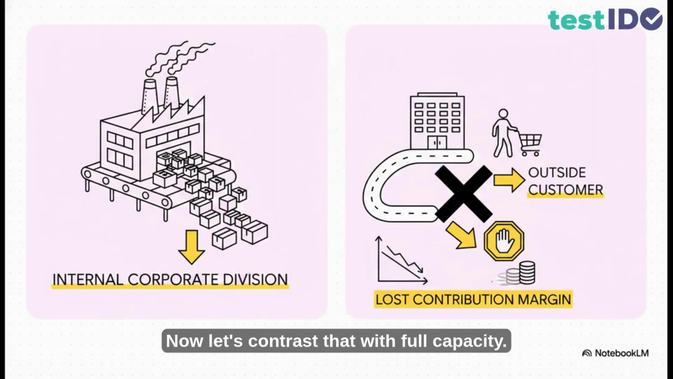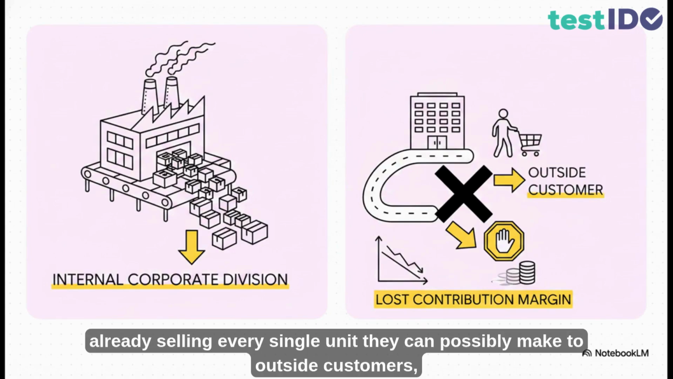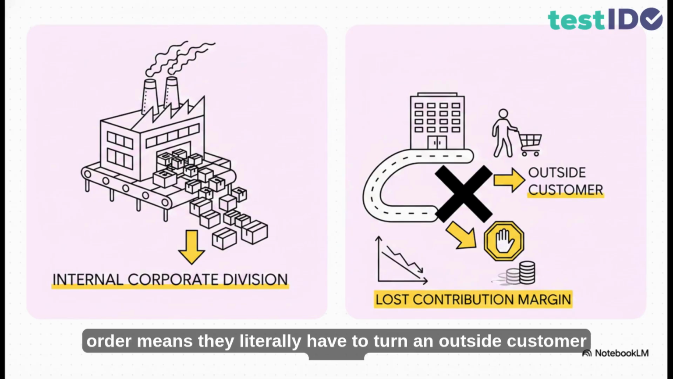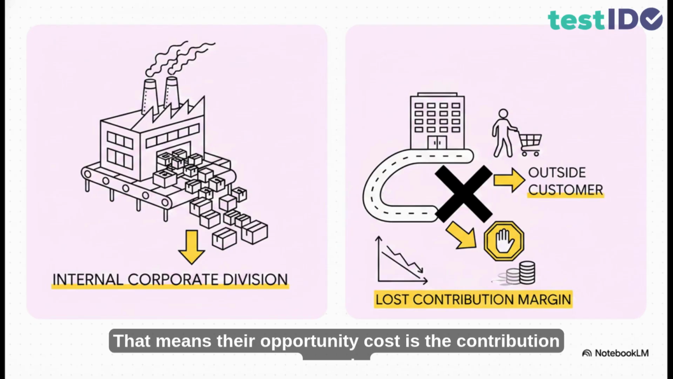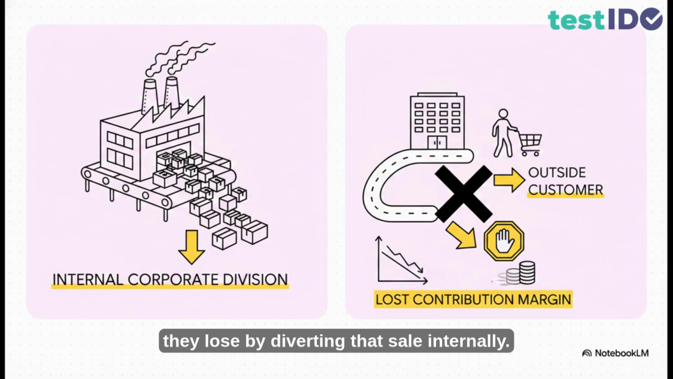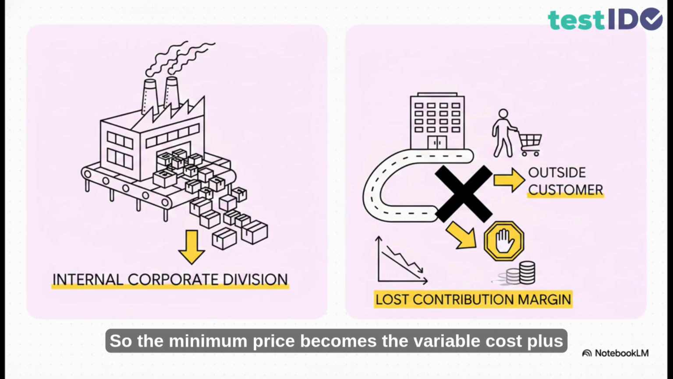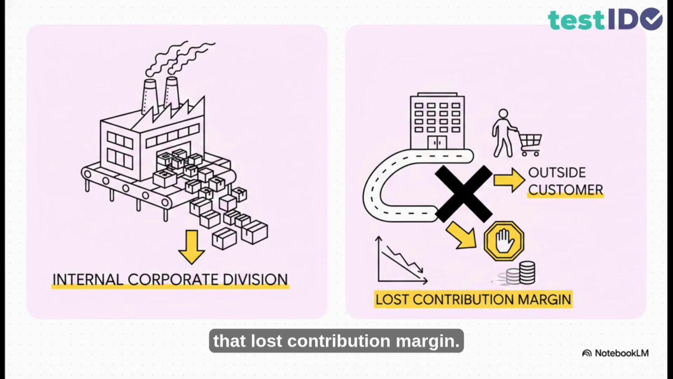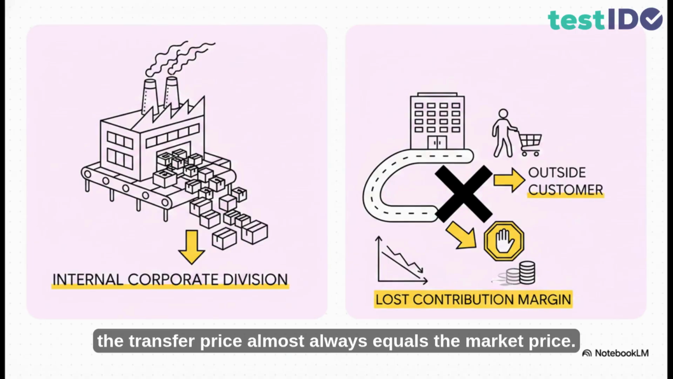Now let's contrast that with full capacity. If the seller is completely maxed out, already selling every single unit they can possibly make to outside customers, taking an internal order means they literally have to turn an outside customer away. That means their opportunity cost is the contribution margin they lose by diverting that sale internally. So the minimum price becomes the variable cost plus that lost contribution margin. And here is a huge pro tip from me to you. At full capacity, when you do this math, the transfer price almost always equals the market price.